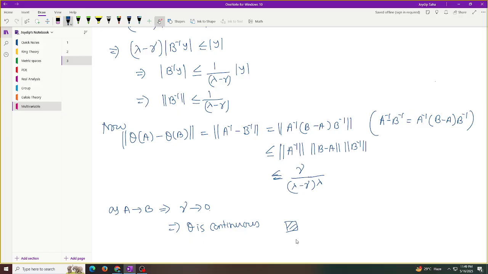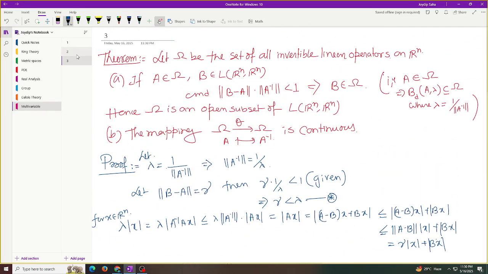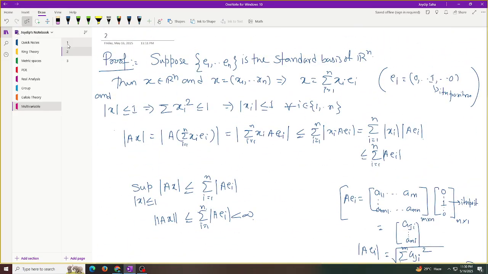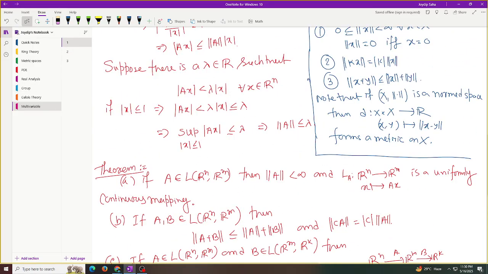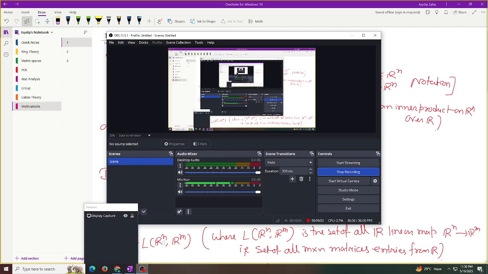If you have any question, please ask me. Otherwise today I will stop here. Okay. These are some basic properties of matrices. Next day we will define differentiation, then inverse function theorem, then implicit function theorem, then integration. If you have any question, please ask me.